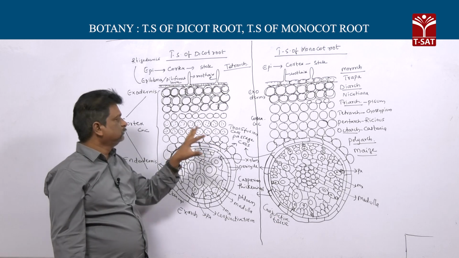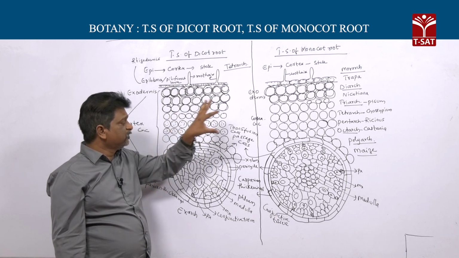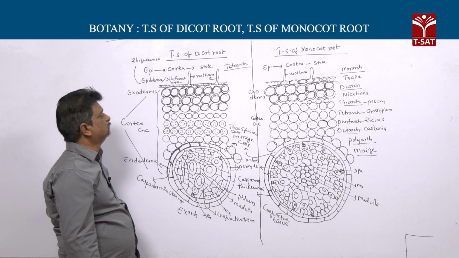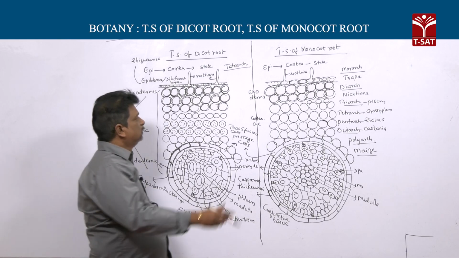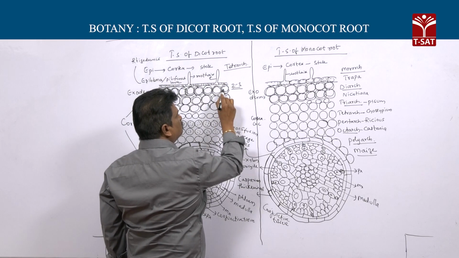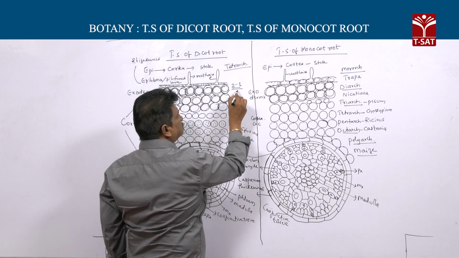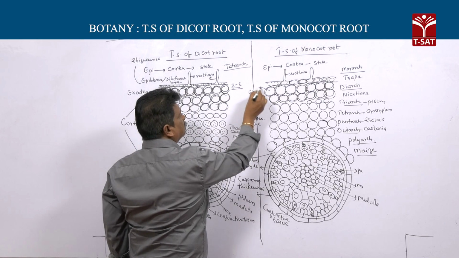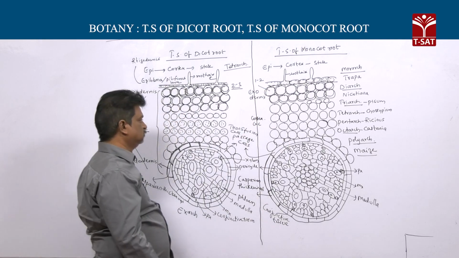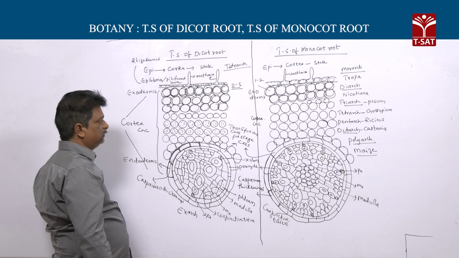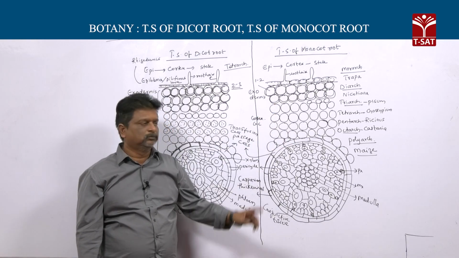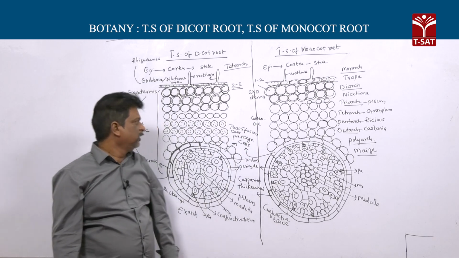So now, differences between dicot and monocot root. First one, exodermis. It is 2 to 3 layered in dicot root. In monocot root, it is 1 to 2 layered. Cortex is extensive in monocot root when compared to dicot root.